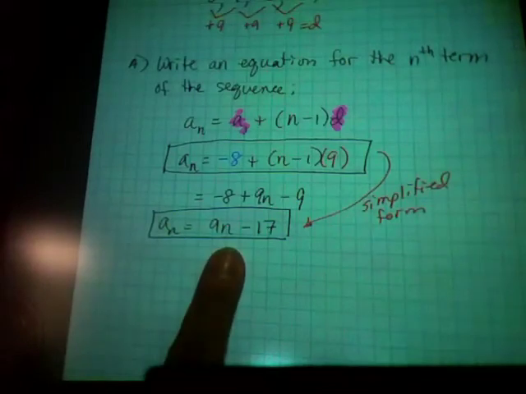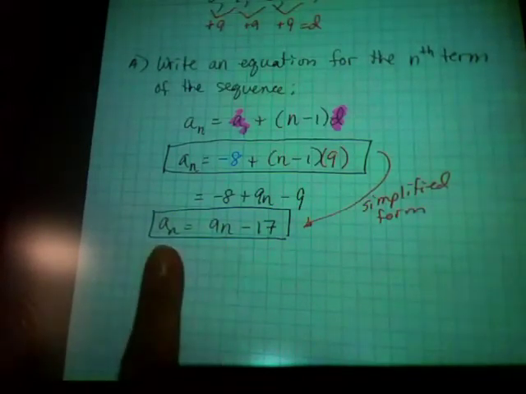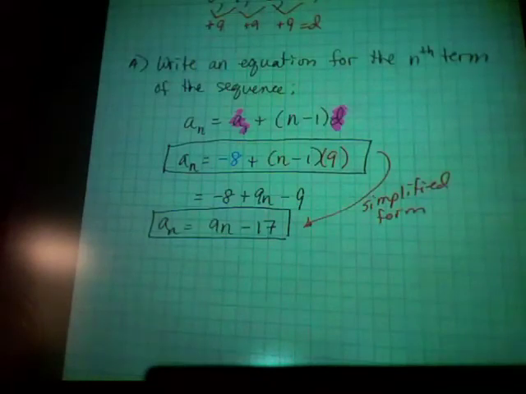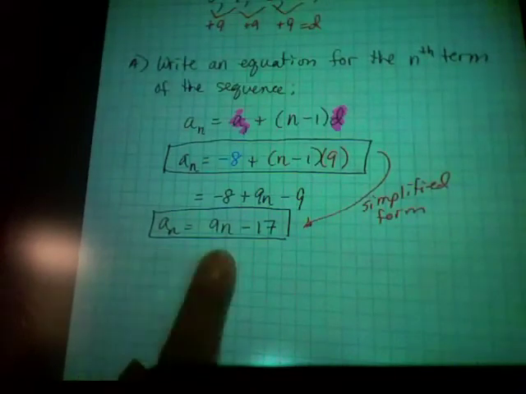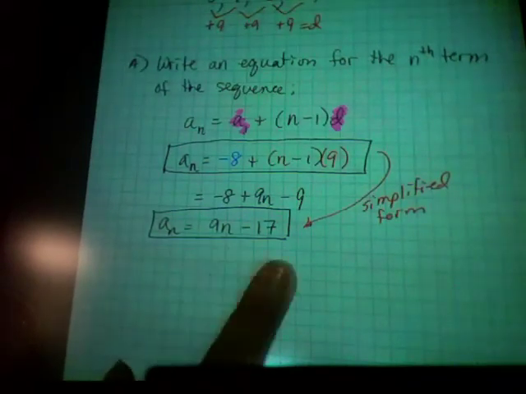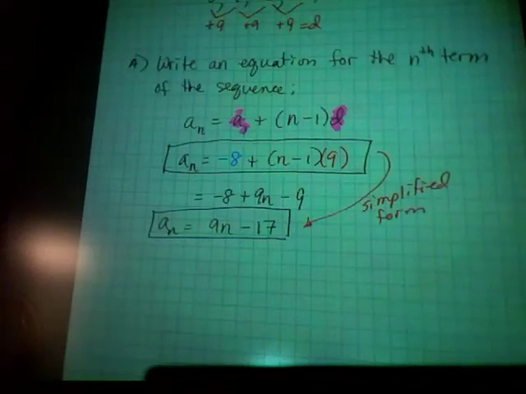Doesn't this look familiar to you? What kind of form is this? If I swapped out the a sub n and the n for some other variables? It looks like slope-intercept form, doesn't it? If this were y and that were x, y equals 9x minus 17. So arithmetic sequences are linear, aren't they? Because there's a common difference. So it is a linear form.